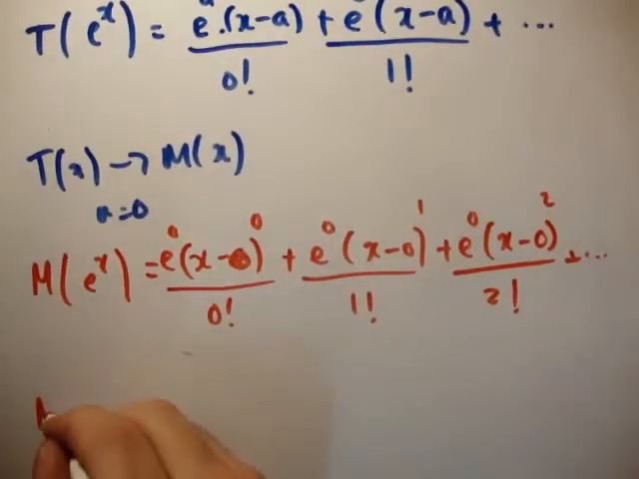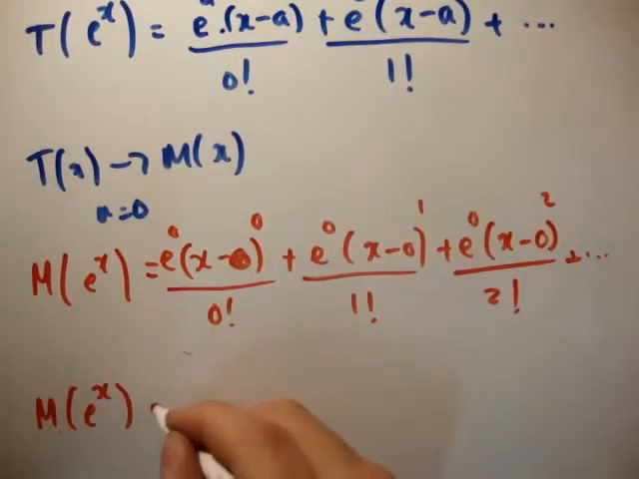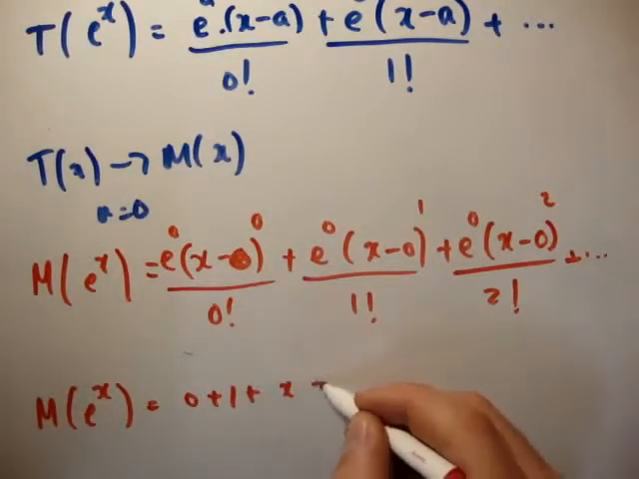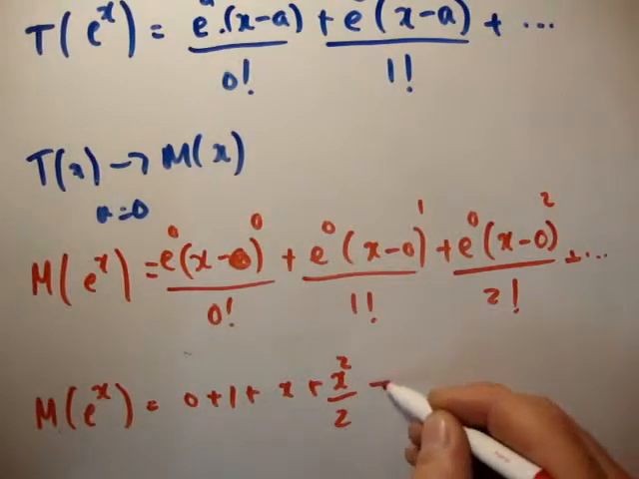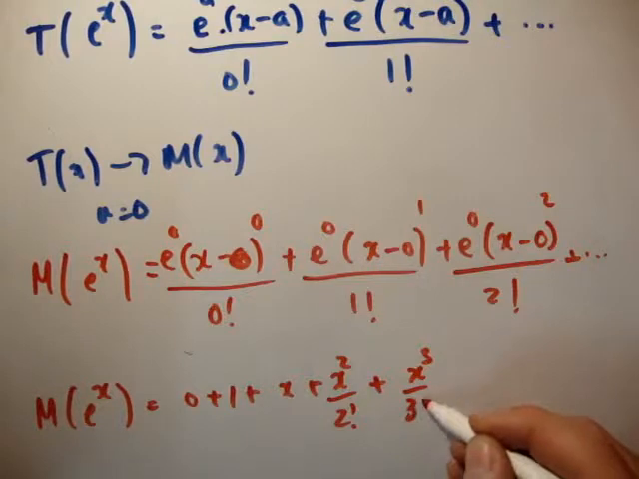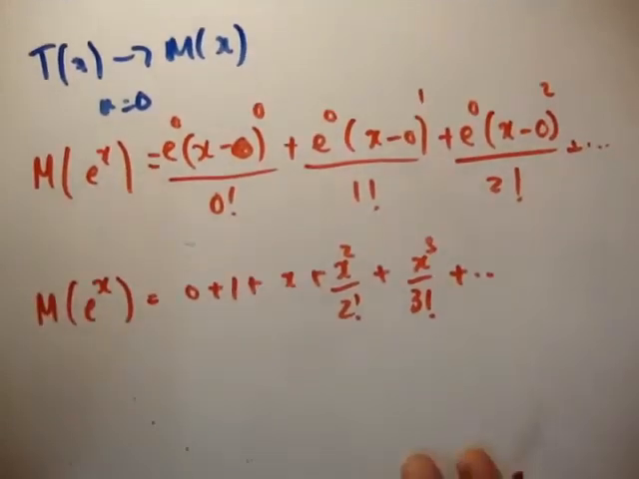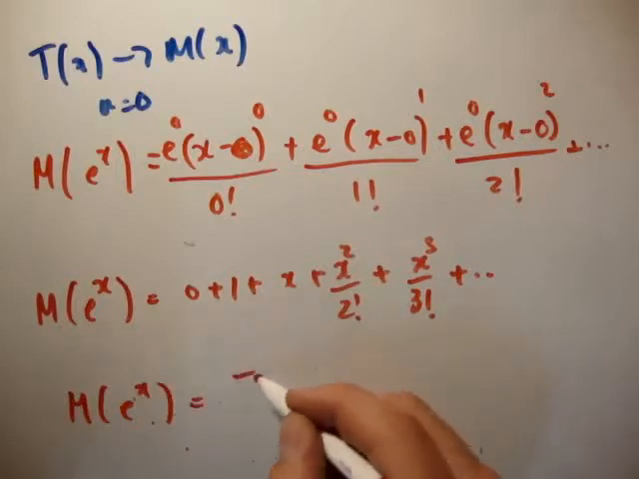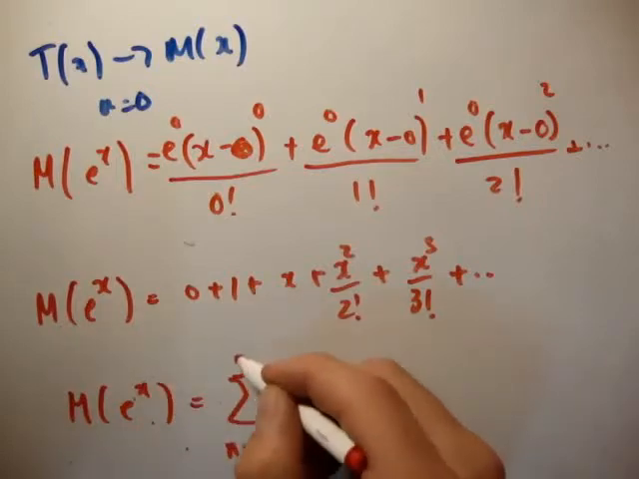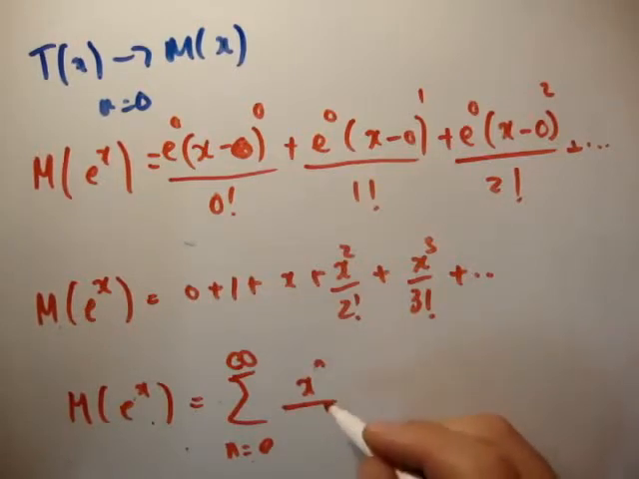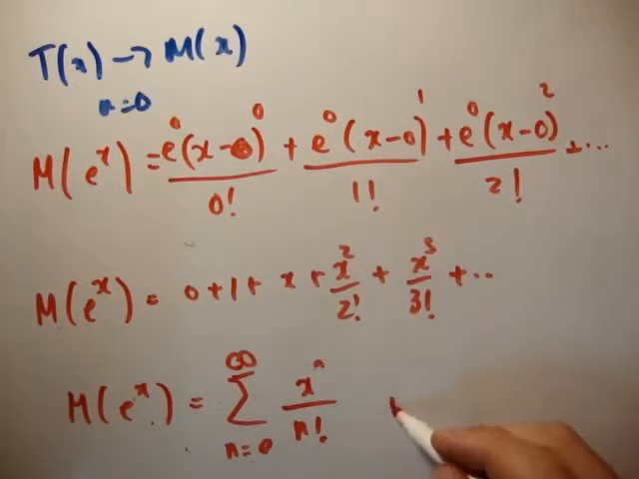Or if you want to rewrite that, the MacLaurin series of e to the x is equal to 1 plus x plus x squared over 2 factorial plus x cubed over 3 factorial, and so on. And if you want to put that in a nice compact fashion, you can say the MacLaurin series of e to the x is the infinite series from n equal to 0 to infinity of x to the n divided by n factorial. Okay, like I said, short and sweet.